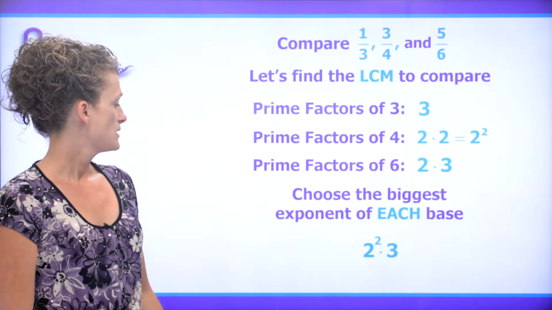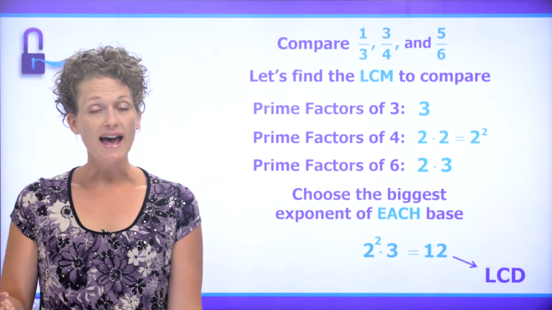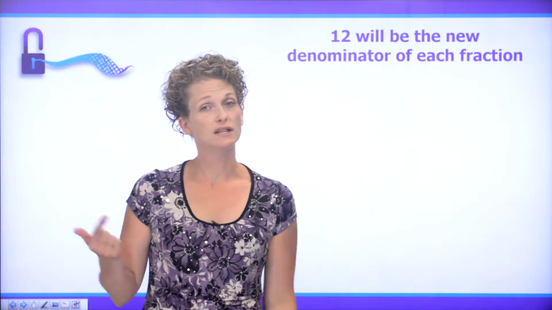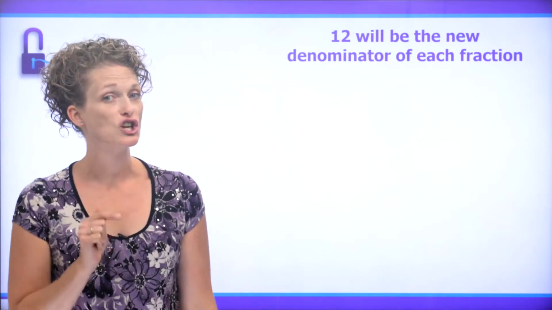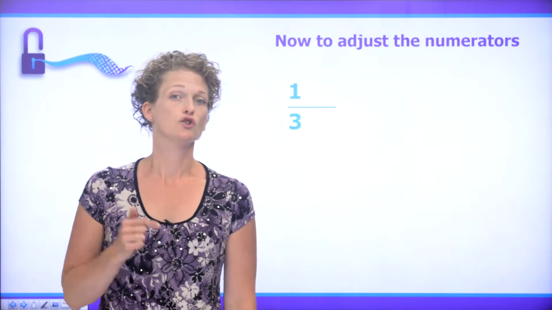So this is 2 squared times 3, which equals 12, and that is our LCD. So now that 12 is going to be the new denominator for each of the fractions. So now we have to adjust the numerators. So what does that mean?